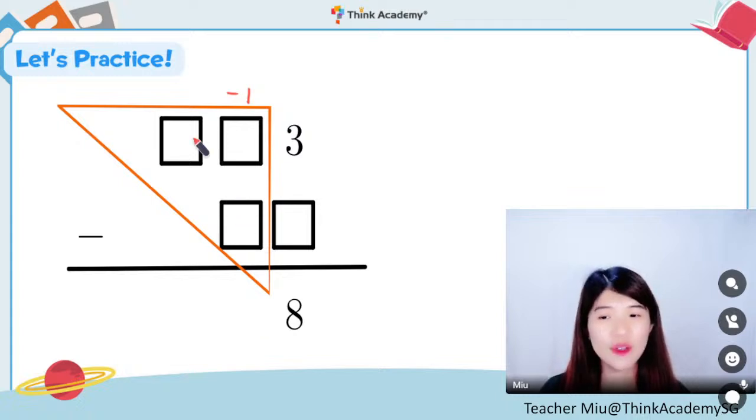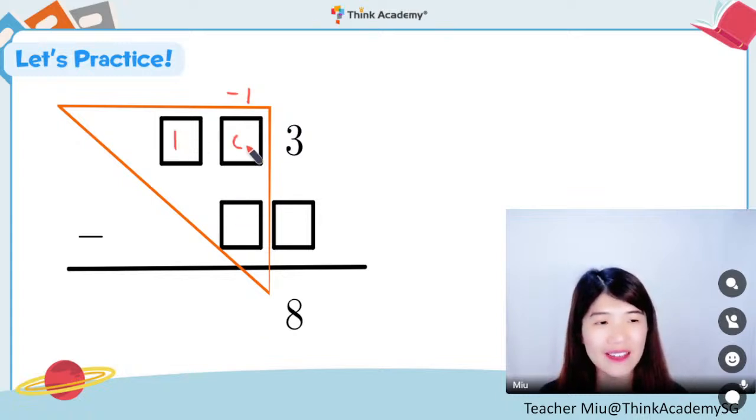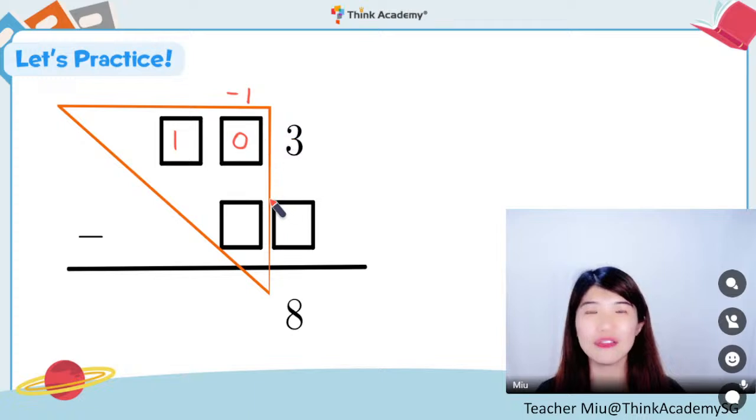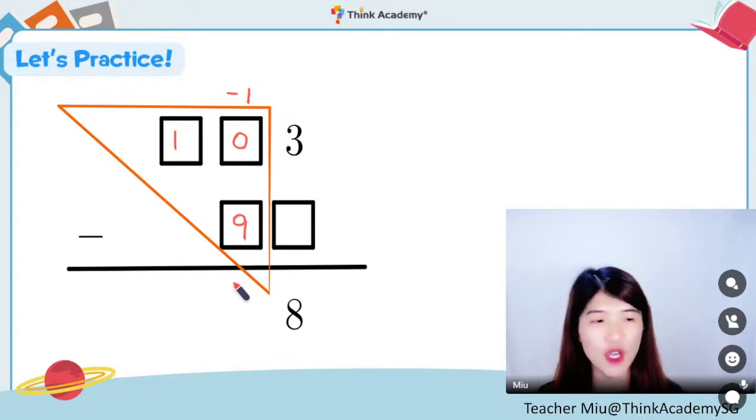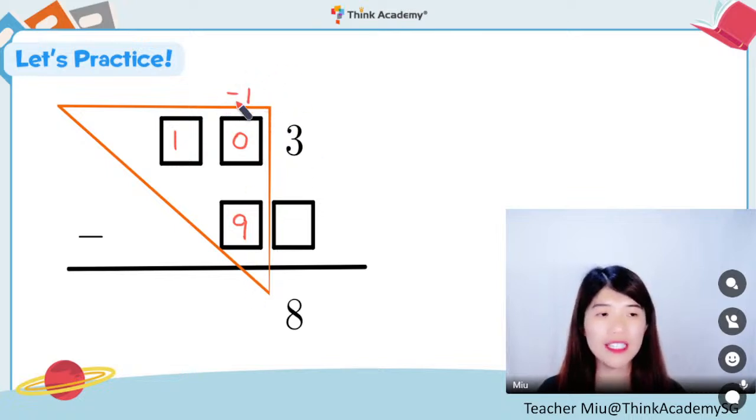So here, that must be a 10, right? You borrow one 10 out, so that must be a 9 here. So 10 minus 9 gives you nothing, with the borrowed. So continue. When you borrowed a 10 from the tens place, this is no longer a 3 but a 13. 13 minus something gives you 8.